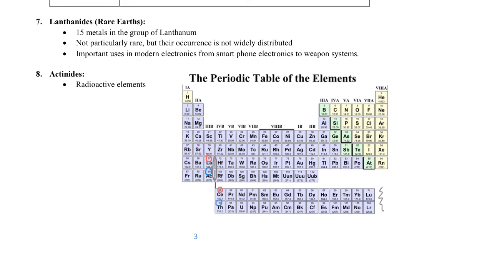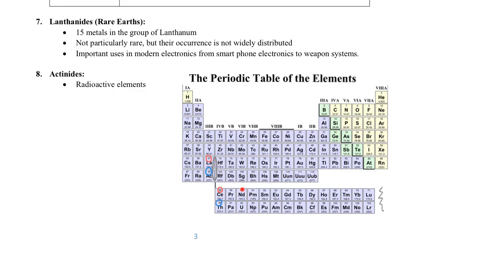The lanthanides are also called rare earth elements, and that's not because they're particularly rare, it's just that they're not very widely distributed. They're only found in a few places in high concentrations. One thing that's really neat about the lanthanides is that many of these elements form very strong permanent magnets. So these aren't the kind of magnets that will fade over time. For example, the element with the symbol Nd is neodymium.